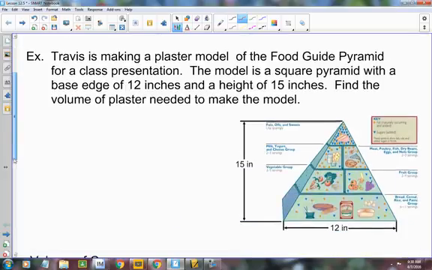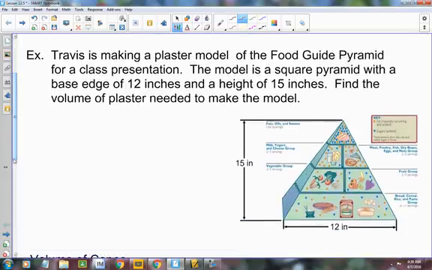This first example here says Travis is making a plaster model of the food guide pyramid for a class presentation. The model is a square pyramid with a base edge of 12 inches and a height of 15 inches. Find the volume of the plaster needed to make the model. Now notice, volume uses height, surface area uses slant height. Make sure you use the right one.